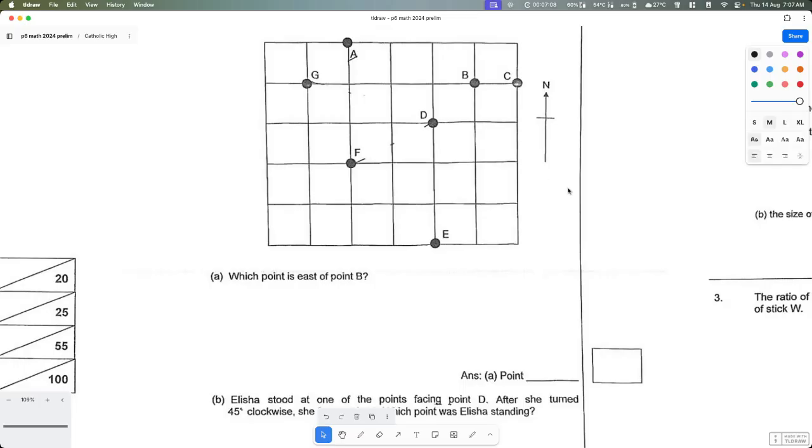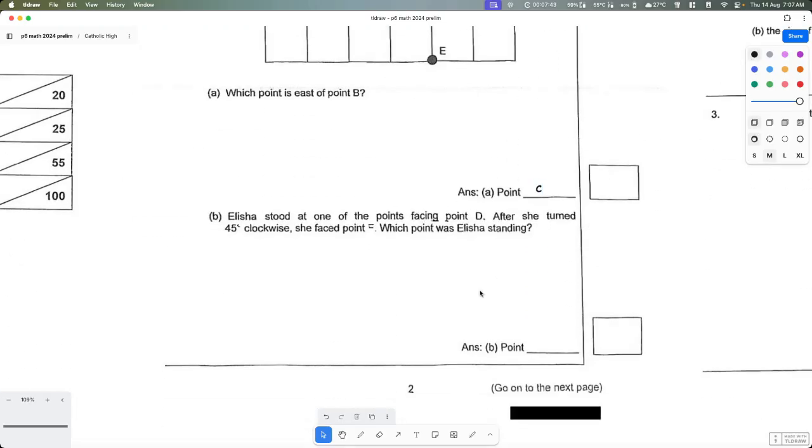So first, we can put here north, south, and then east and west over here. Okay. So which point is east of point B? If you have B over here, north, south, and then east is over here, which is C in this case. So that means the point is C. Okay, let's move on to the next question, part B.